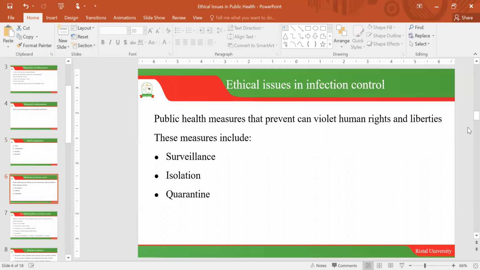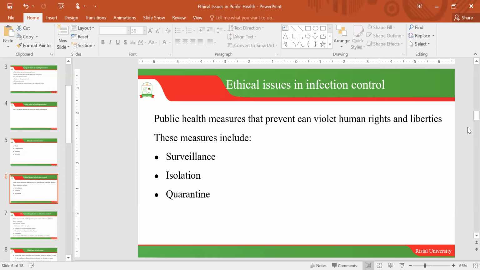Then coming to infection control, we talked about this in relation to COVID-19, isolation and quarantine. These usually are associated with limiting people's liberties and freedoms. So there are ethical issues there, but also collecting information about people.